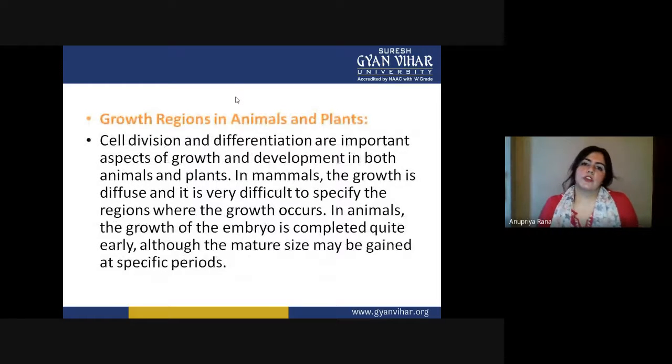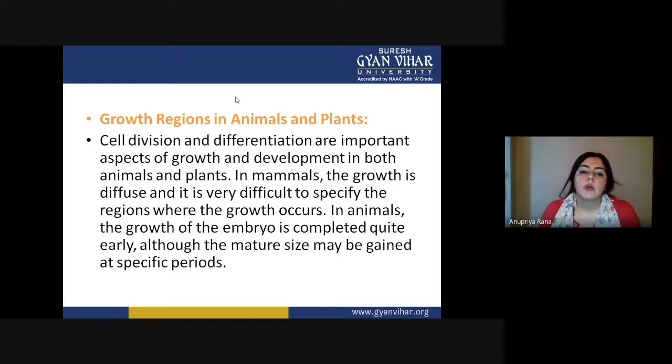Now, the growth region in animals and plants. We already studied growth, differentiation, and the developmental process. Now we are going to see in what area of the animal and plant the growth region lies. Cell division and differentiation are important aspects of growth and development in both animals and plants. They are not related to just one thing; they are applicable to both animals and plants.